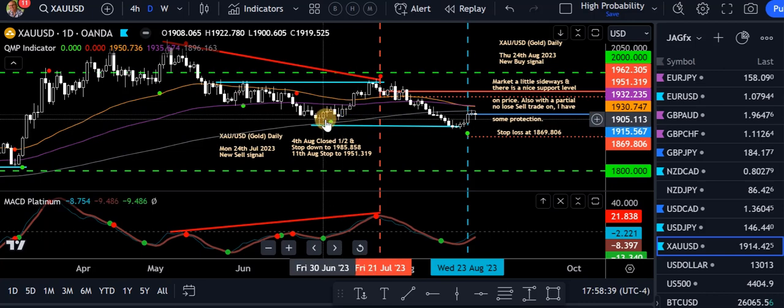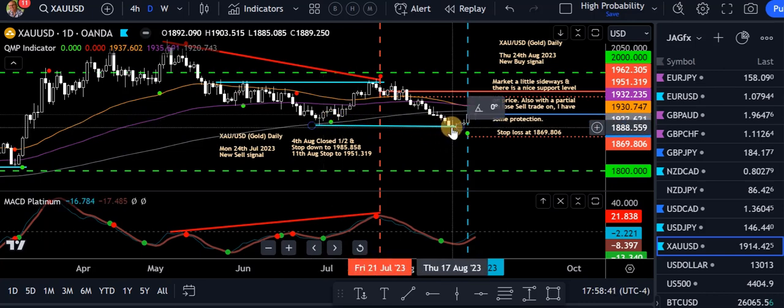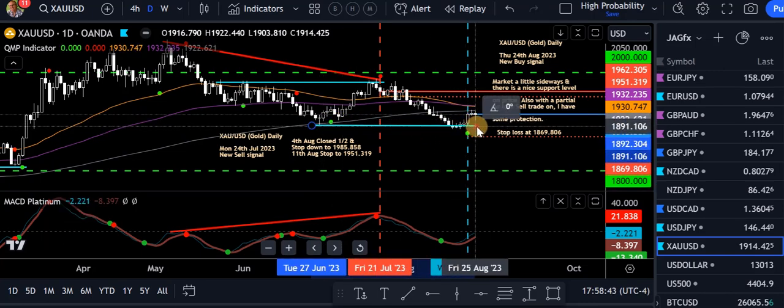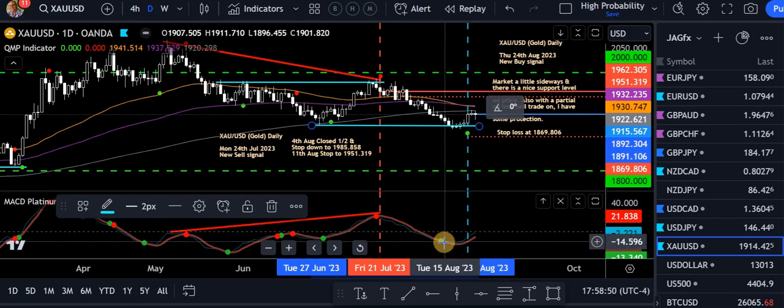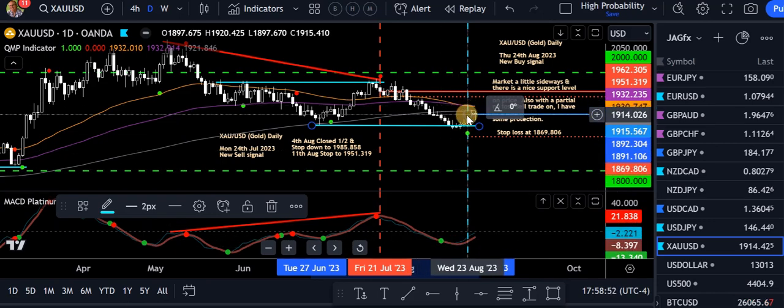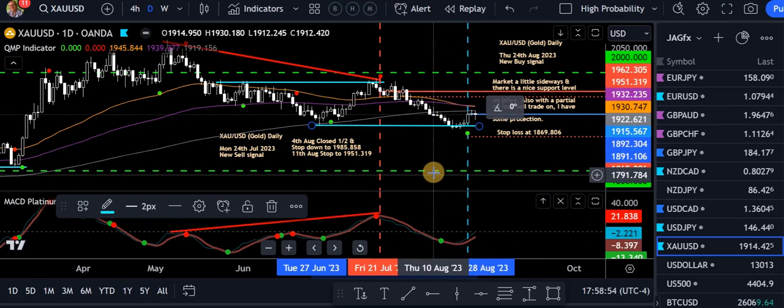protection. We got the previous low here. Price didn't exactly power through it, and we've got this buy signal here, which we had to take, which makes sense. MACD platinum below the 0 level. We're sort of stuck between the 2000 and the 1800 level.